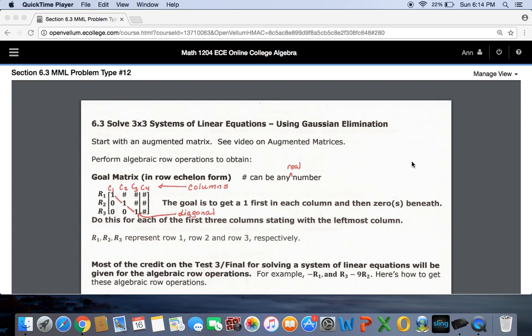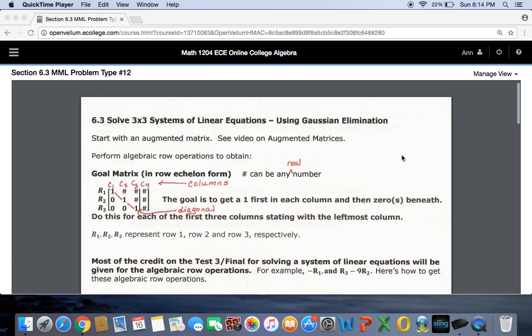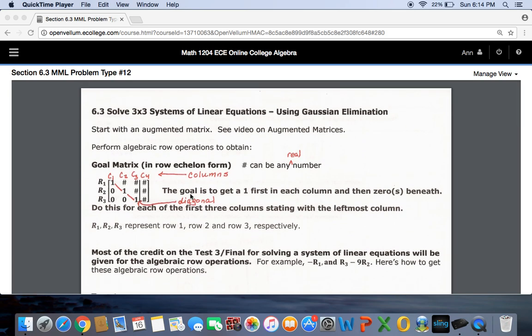So what we are going to want to do in general in this section when you're asked to solve a system of linear equations is you'll want to start with the augmented matrix, perform algebraic row operations to obtain the goal matrix, and this goal matrix is in row echelon form. The process of doing that, getting the matrix in row echelon form, is called Gaussian elimination.